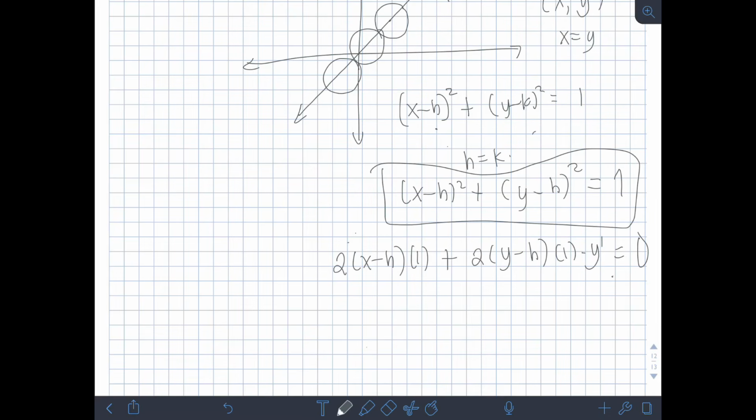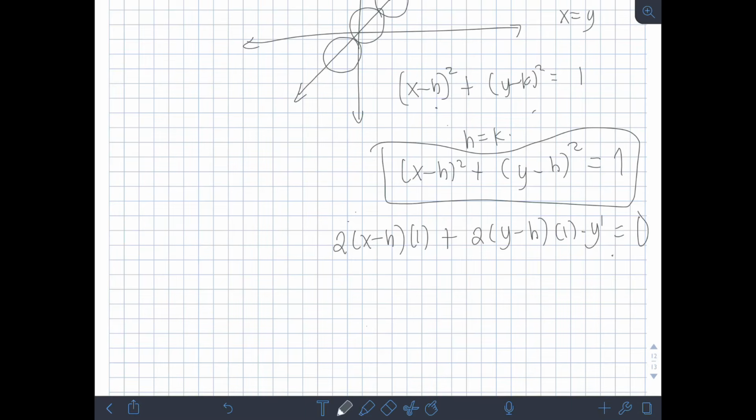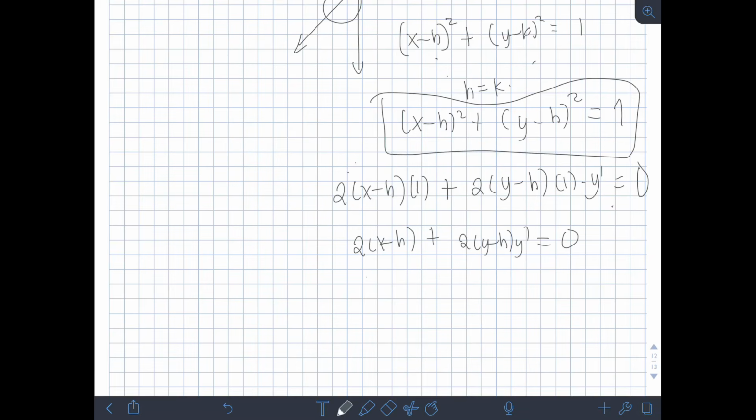Okay. So, therefore, we can simplify this as 2 times (x minus h) plus 2 times (y minus h) y prime is equal to 0. Then, we can now solve for h in this equation. Mapansin nyo, pwede pa natin makancel tong 2, so magiging (x minus h) plus (y prime minus hy prime). So, dinistribute ko lang tong y prime, equal 0.